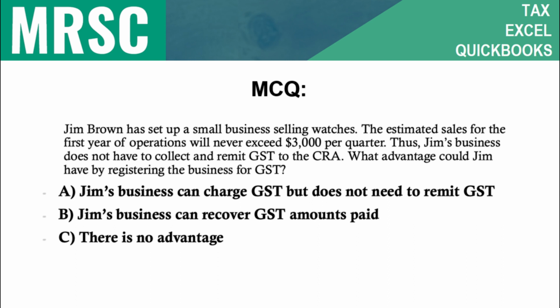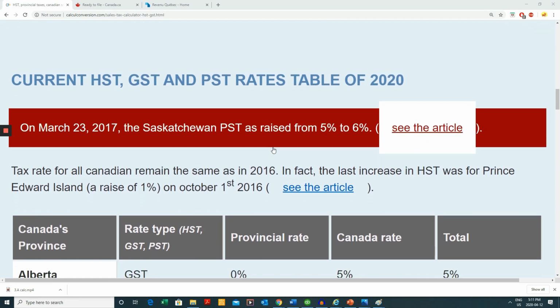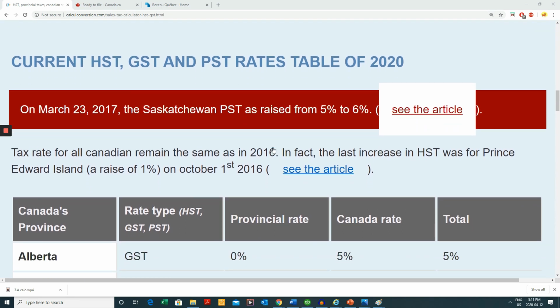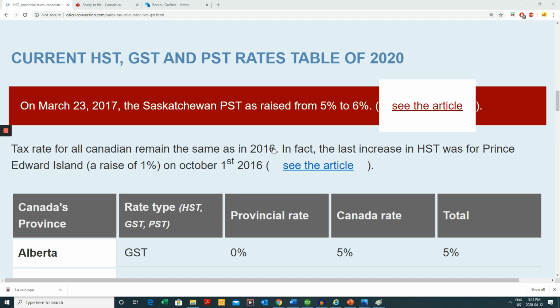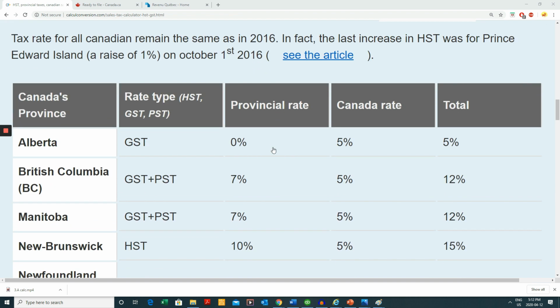If your answer is B, you are correct. So I saved this part of the presentation for last, which is basically showing you the different percentages for each of our Canadian provinces. Some provinces have lower sales taxes than others. One example of this is Alberta, where they only have the GST of 5%. There is no provincial rate.